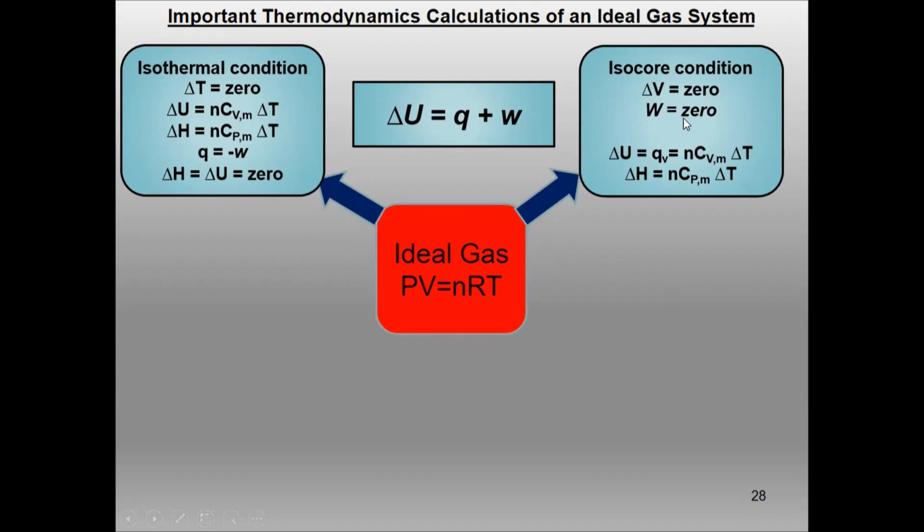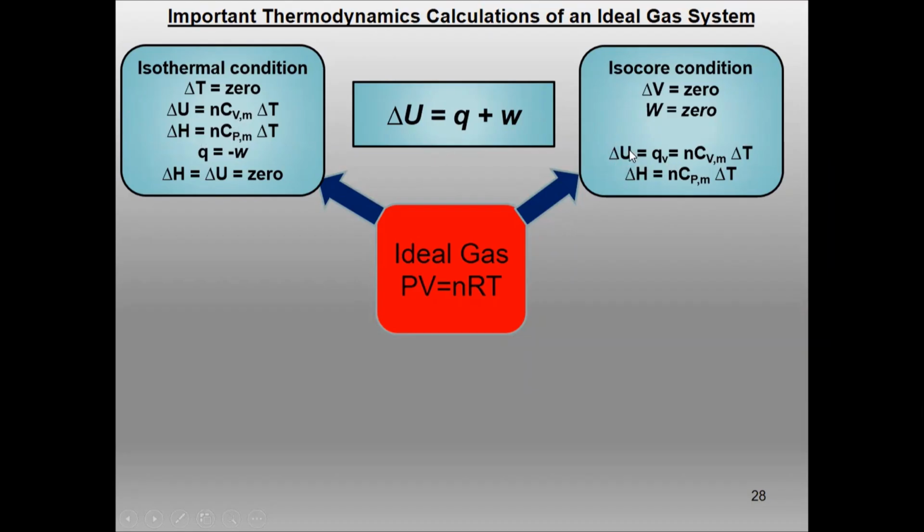If the change in volume is 0, then the work is 0, because remember the work is negative P delta V. So by just saying isochore condition, by just saying you're working at constant volume, you immediately said the work is 0. Doesn't matter what the gas is doing, the volume doesn't change. And that basically means the work is 0. So we know already what delta U and delta H equal. Again, they equal this, nCvm delta T and nCpm delta T. So this is a very important equation that you will determine delta U and delta H through this.